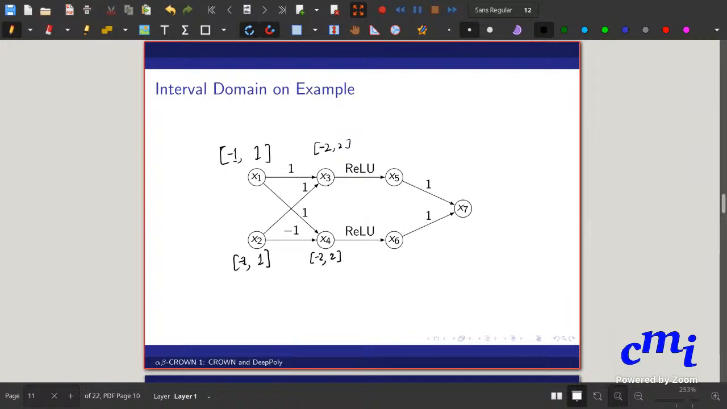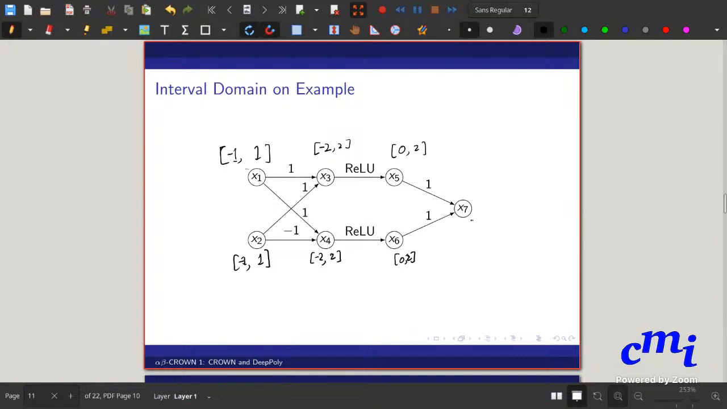And immediately you see that we have lost some information. x3 and x4 are related. For example, x3 and x4 can't both be 2 together. But we are not able to keep track of this when we do interval propagation. We can do this very fast, but we have lost some information, right? So now what happens when we go through the ReLU? When we go through ReLU, what is the interval that x5 will be in? It will be between 0 and 2. Similarly, x6 will also be between 0 and 2.